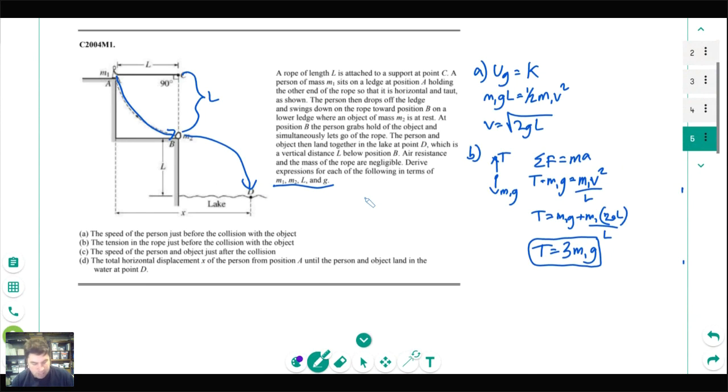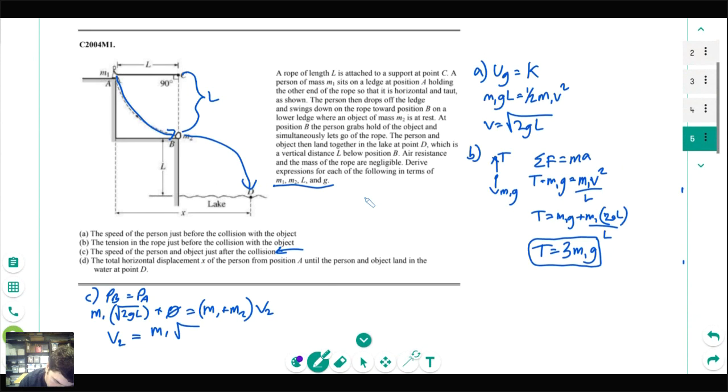All right, part C, the speed of the person and the object just after the collision. So they finally mentioned the word collision here, which, what I teach my kids, is a clue. This is P before equals P after. So this is going to be mass m1 times speed, which is the square root of 2gL, plus 0, because m2 is just hanging out there doing nothing, is equal to m1 plus m2, because they grabbed onto the rock, and then v2, because I already used v above. So we just divide, right? That's all it is. So our velocity must be m1 times the square root of 2gL over m1 plus m2.